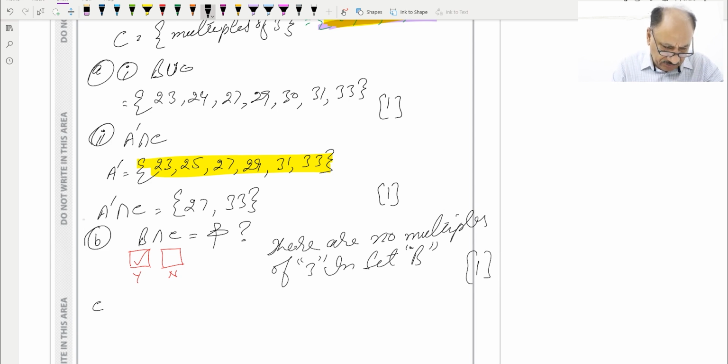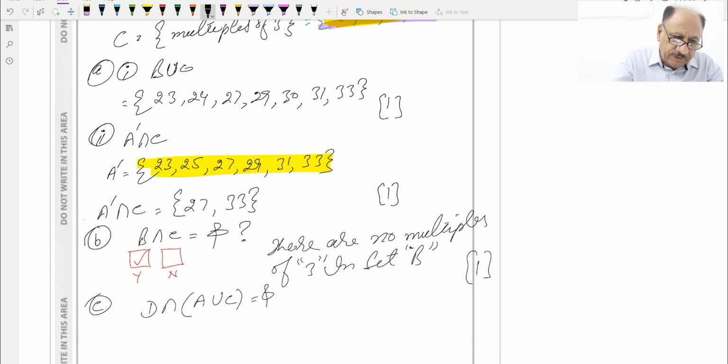And for part C, they are saying the set D has 4 members and is such that D intersection (A union C) is equal to the empty set. List the members of D.